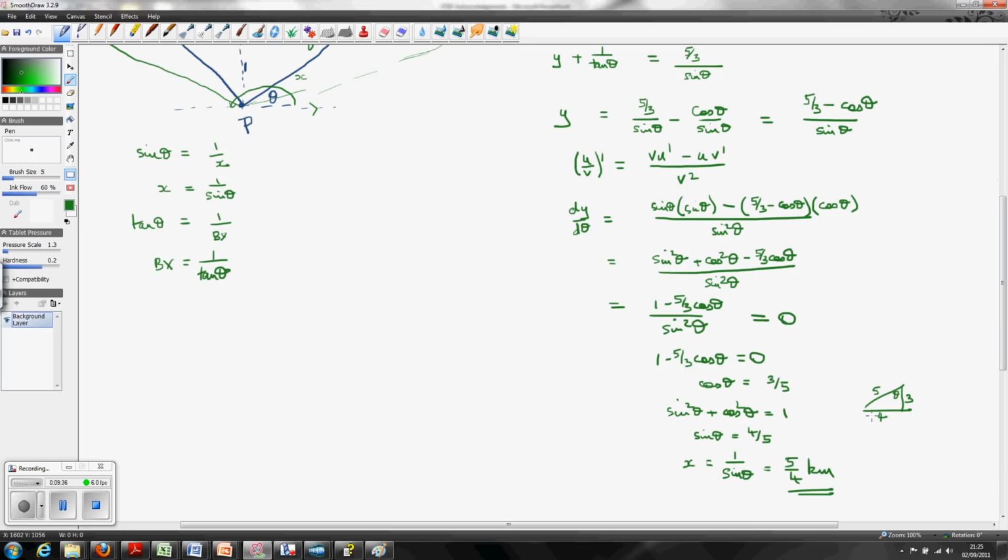So that's the minimum distance that the tug has to travel in order to intercept the ship. It's not the minimum distance, I'm sorry, it's the distance it travels when it leaves as late as possible. So it leaves as late as possible in order to catch the ship.